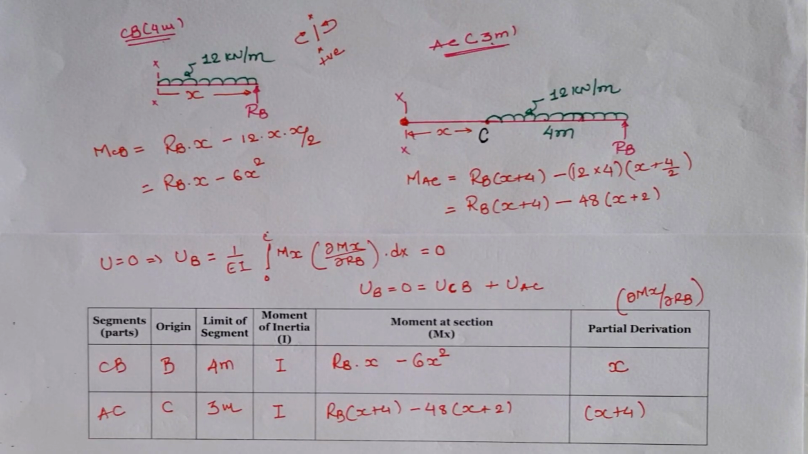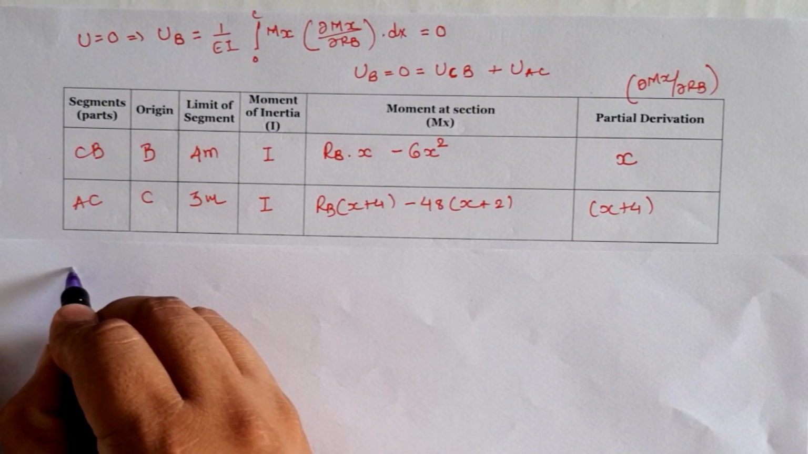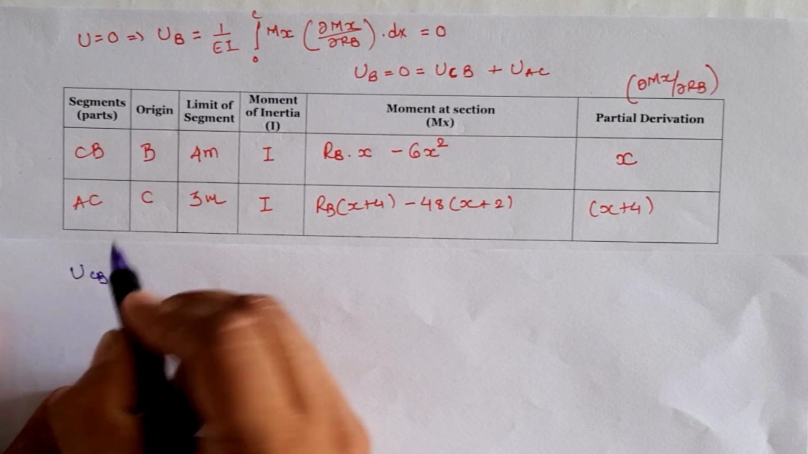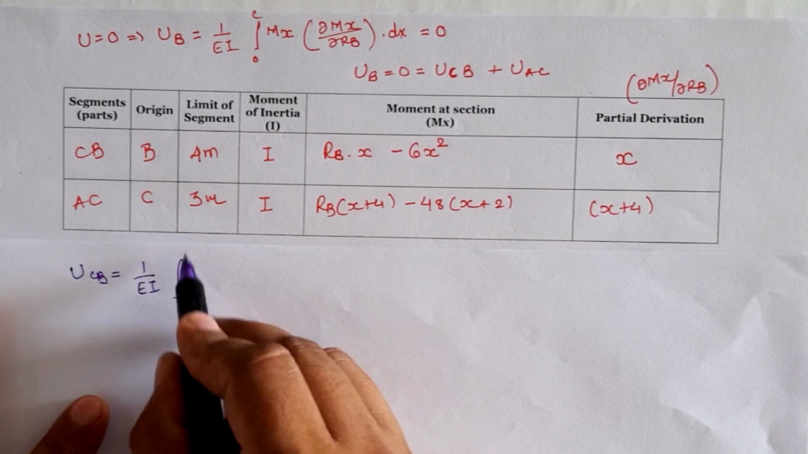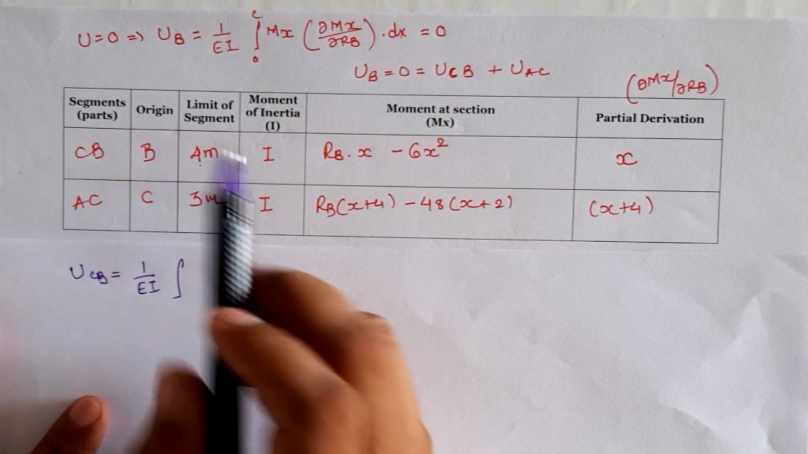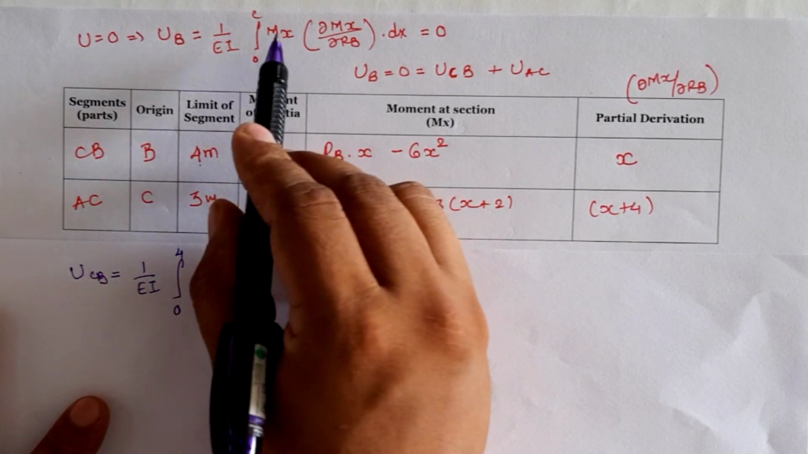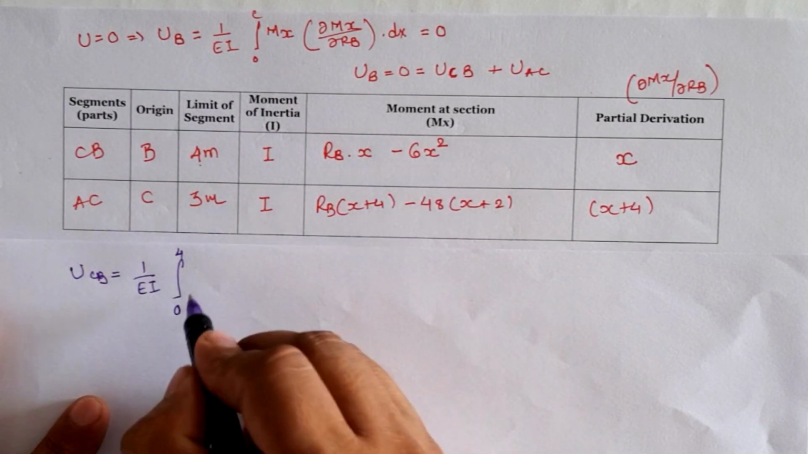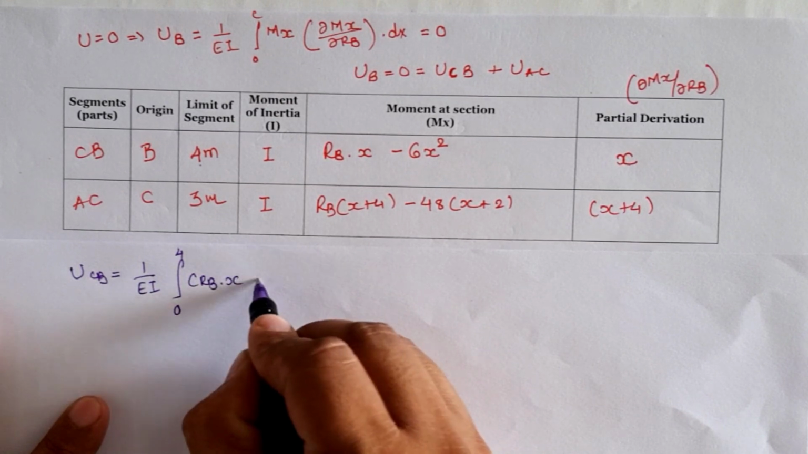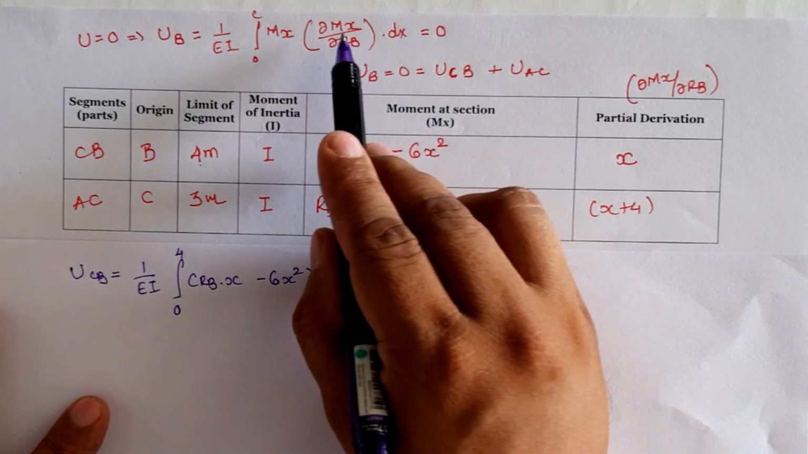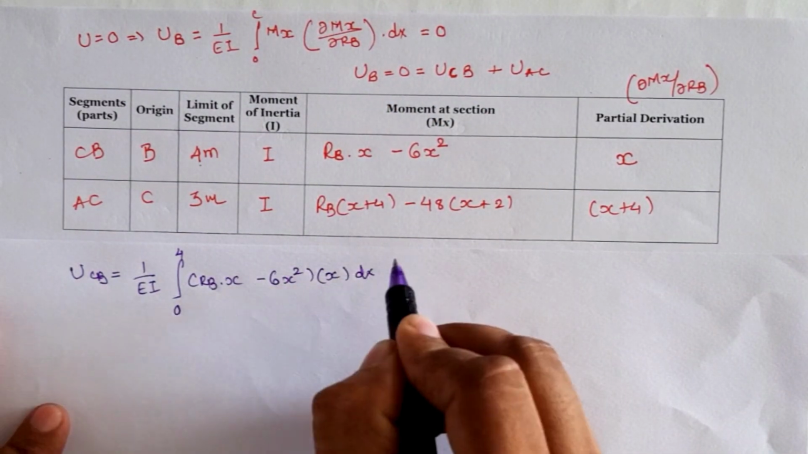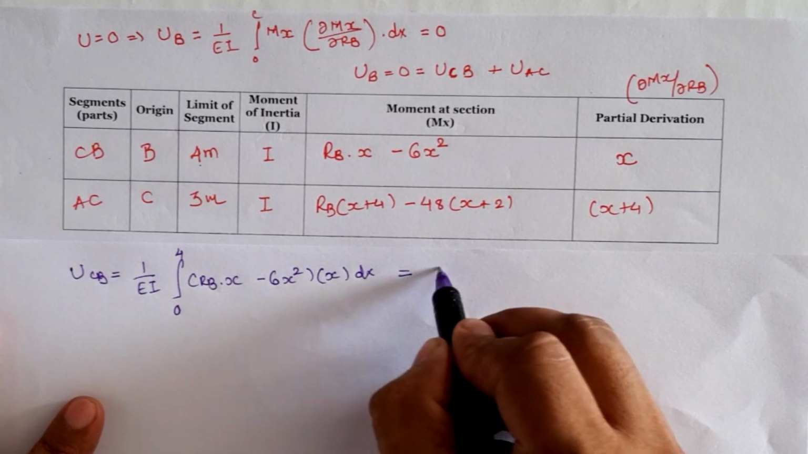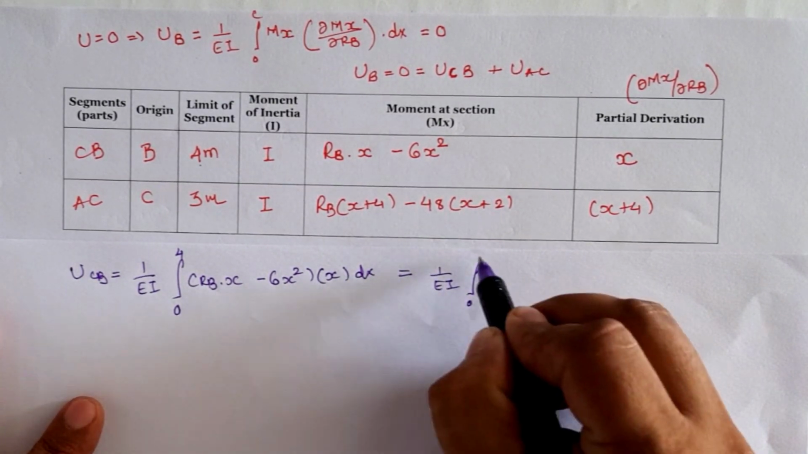Now going ahead with the calculation of strain energy for both segments, for segment C to B, if we use the mathematical equation, it is 1 by EI, integration limit as 4 meter, hence it is 0 to 4. Now the sectional moment is RB into x minus 6x square, and multiplied by the partial derivative, which is x, hence multiply by x. Now going ahead, 1 by EI is constant, and the integration limit is 0 to 4.